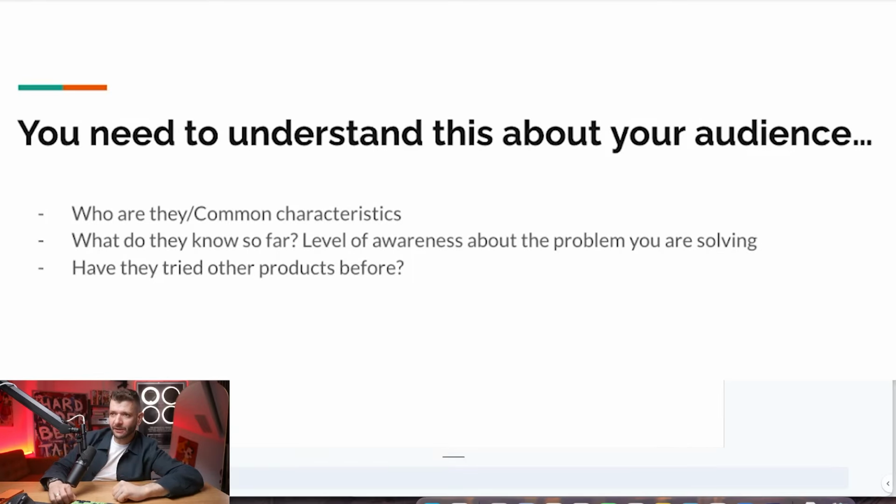You need to understand this about your audience. You need to understand who they are, what the common characteristics are, what they know so far about the problem that you're solving, and what their level of awareness is. Have they tried other products before? Who they are, where they live, just go super granular. Manual research about this previously would take days. Now, using AI, you can do it very fast.